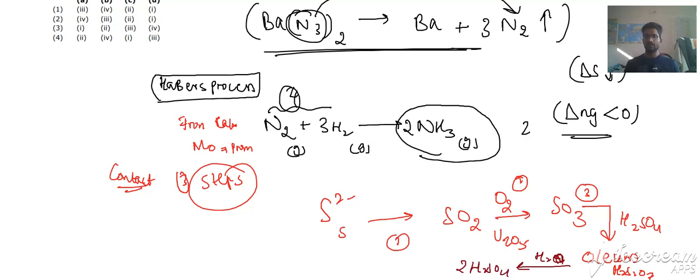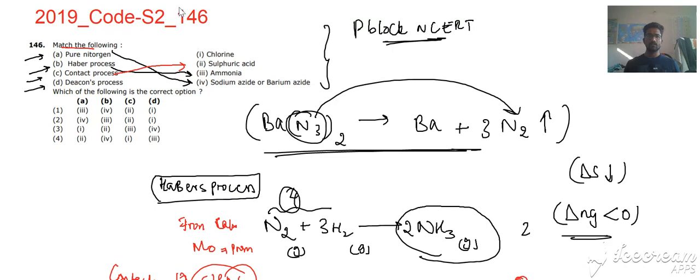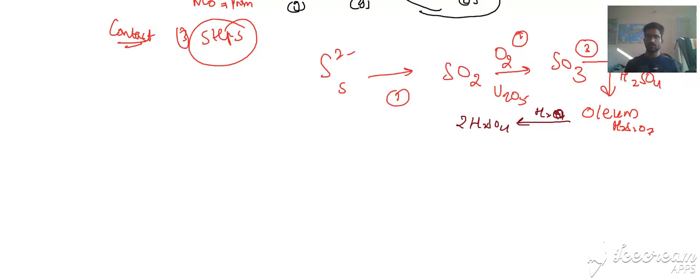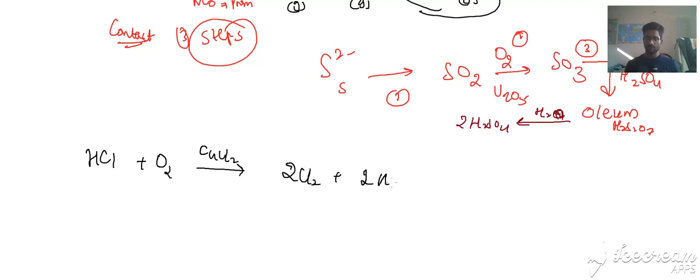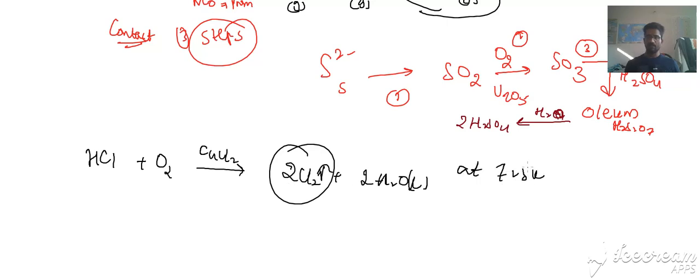Now I'll talk about Deacon's process. Deacon's process is used for manufacturing of chlorine. So this chlorine is formed using HCl plus O2, oxidation of HCl, in the presence of CuCl2, to give 2Cl2 plus 2H2O. So this is a gas and this is liquid, right? 2H2O. So we get 2Cl2. This is at 723 Kelvin. I hope this is clear.